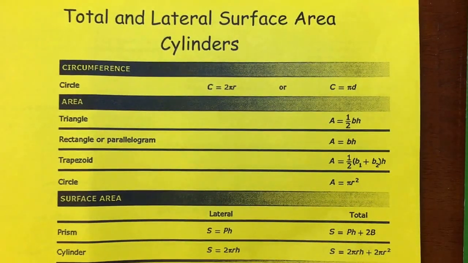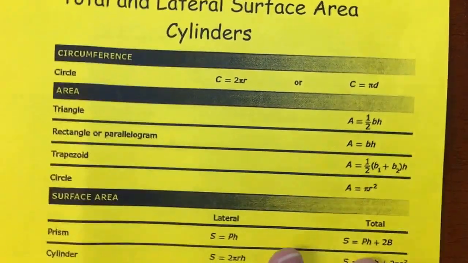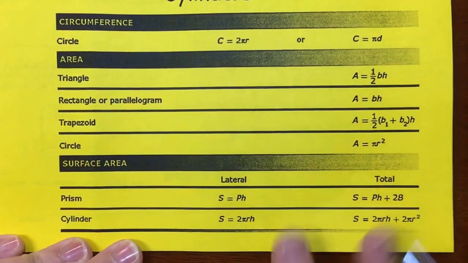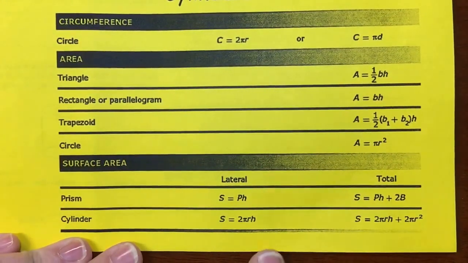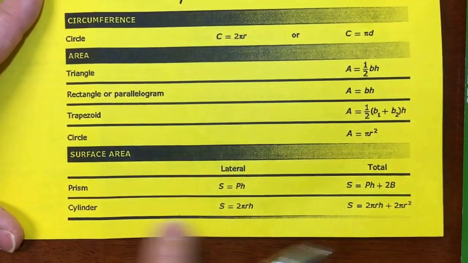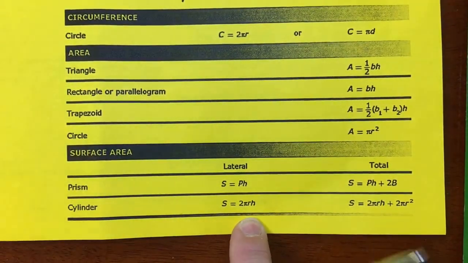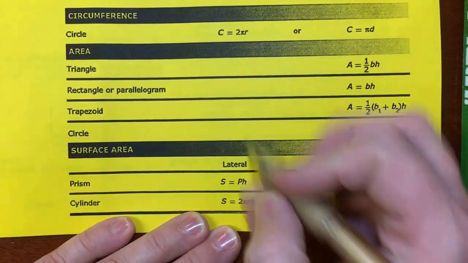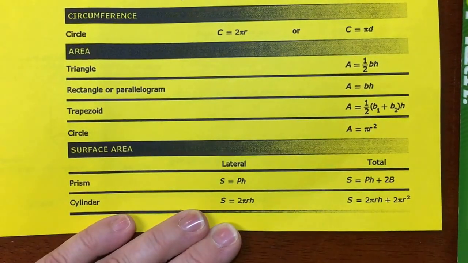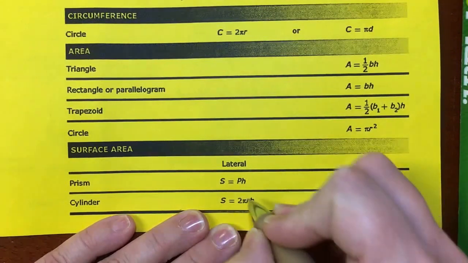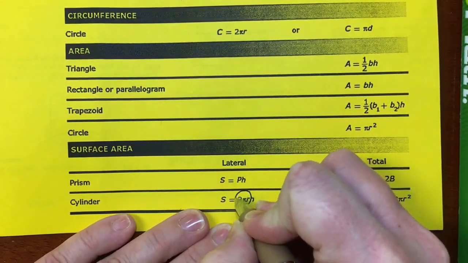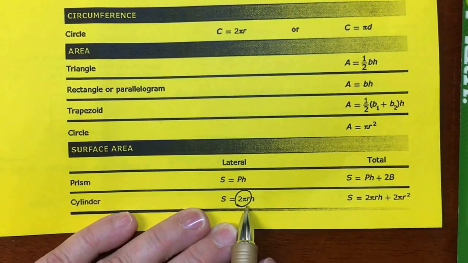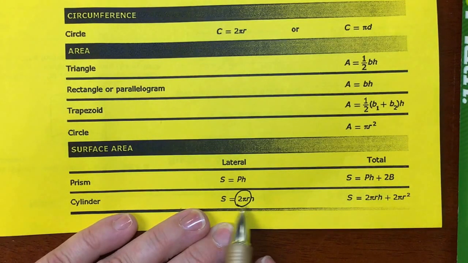All right, total and lateral surface area of cylinders. Again, we're going to use our reference material. We're going to look in the surface area section, and we're going to find cylinders. And the formula looks a bit different, but it really is the same thing as what we've been doing. Because perimeter for a circle is circumference, and that part right there is the circumference of the circle.